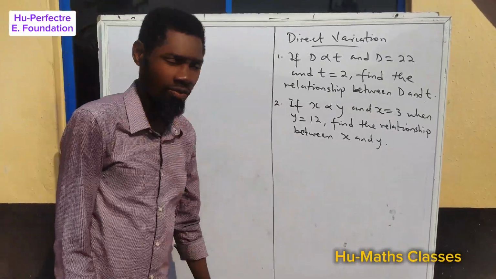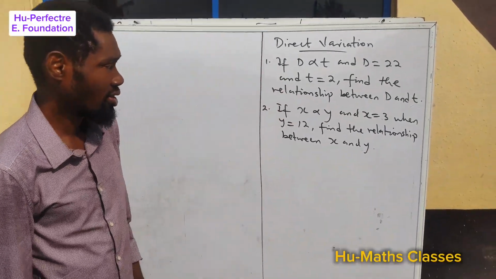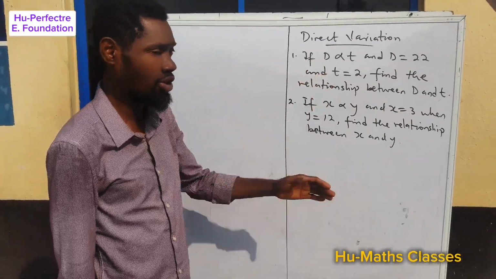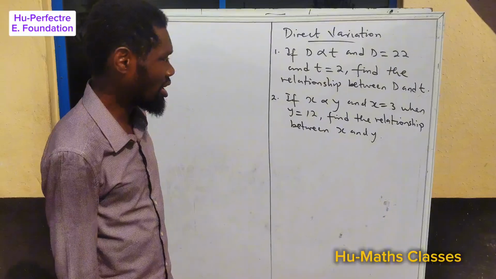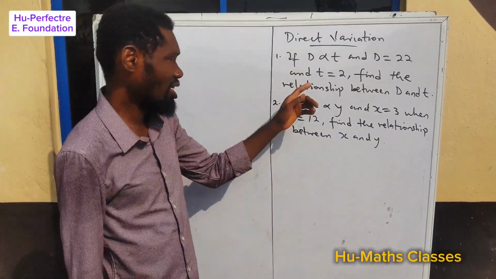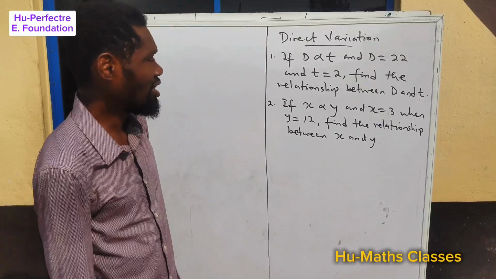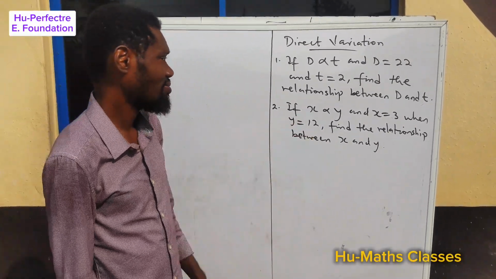So let's look at direct variations today. Here we have some problems given to us to solve using the direct variation method. Number one, if D varies directly with T and D is equal to 22 and T is equal to 2, find the relationship between D and T.